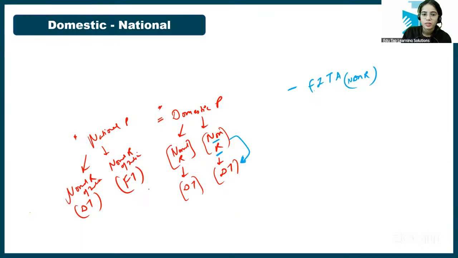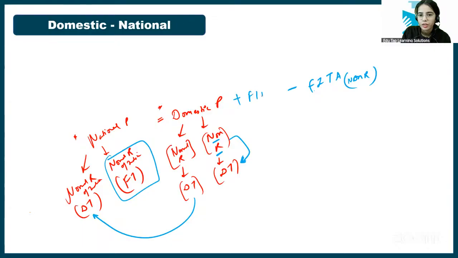We have to add now normal residents. Domestic territory is already included, so we have to include this now: factor income from abroad of the normal residents. Factor income that is coming from abroad to India, earned by normal residents from abroad. Got it? Any confusion here?